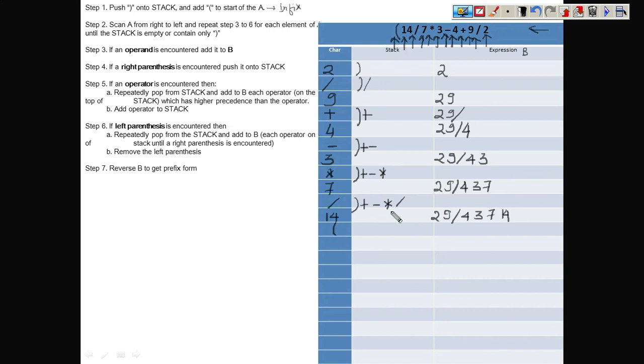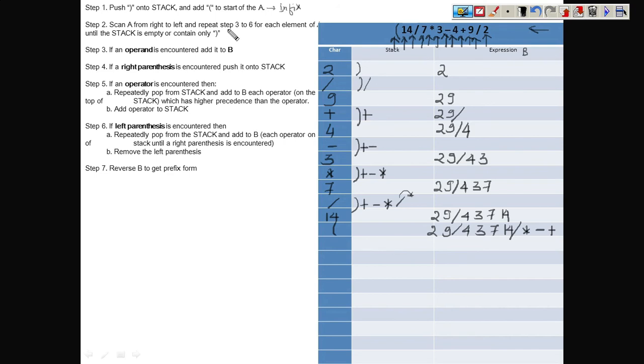So when you read the left parenthesis, you need to pop all the operators until you find the right parenthesis and then remove the right parenthesis. As we know, this is a stack, so the element which is existing at the top will be popped first. So we are going to pop all these operators and add them to the expression B. So what you will get? You will get 2, 9, divide, 4, 3, 7, 14, and then you pop this. You will get divide. Then you will get multiply, then minus, and then plus.